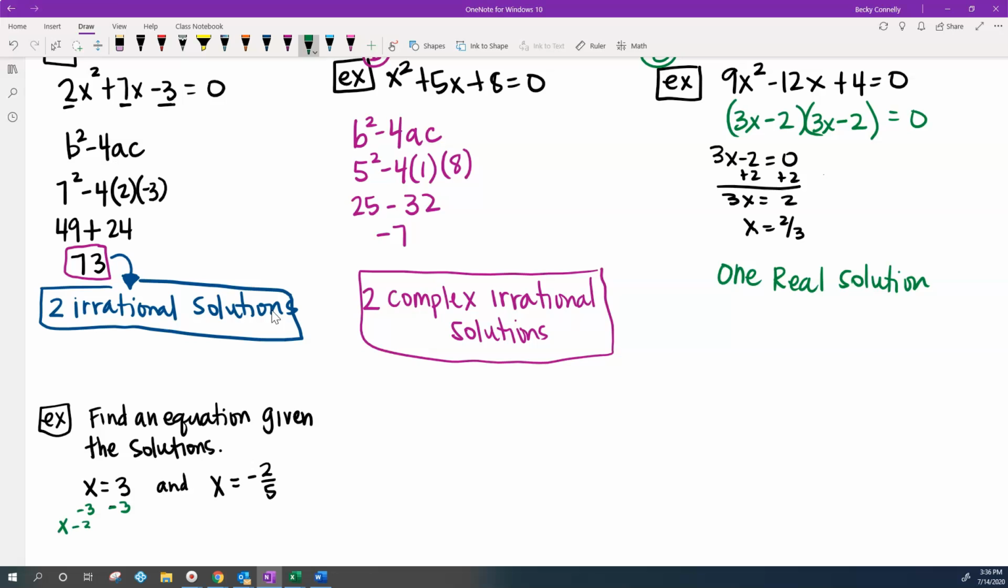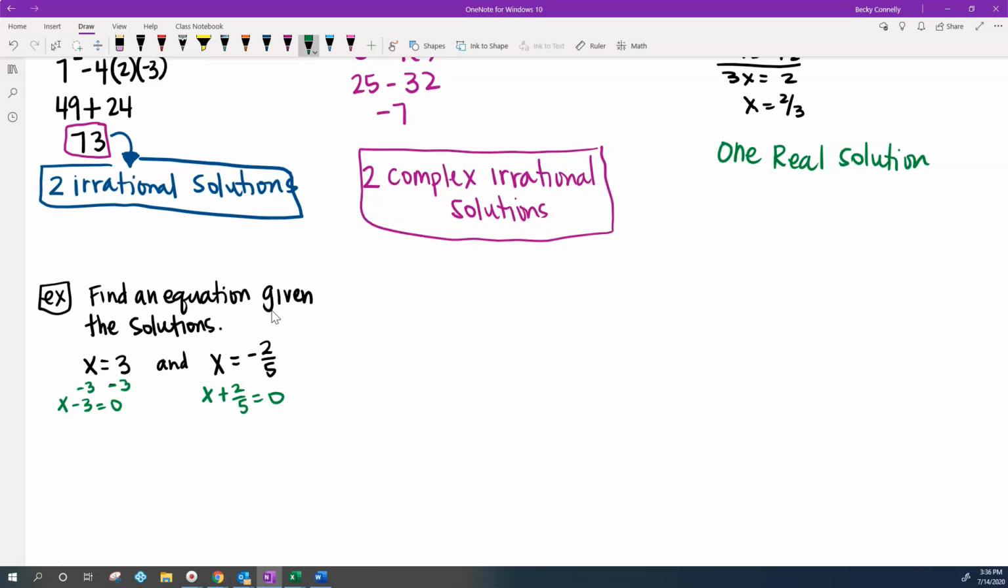So I get x minus 3 equals 0. And then I'll add the 2/5 over. So that's going to give me x plus 2/5 equals 0. And then those are my 2 factors. So I have the x minus 3 in one parenthesis and the x plus 2/5 in the other parenthesis. And then from here, I just really need to FOIL those together.